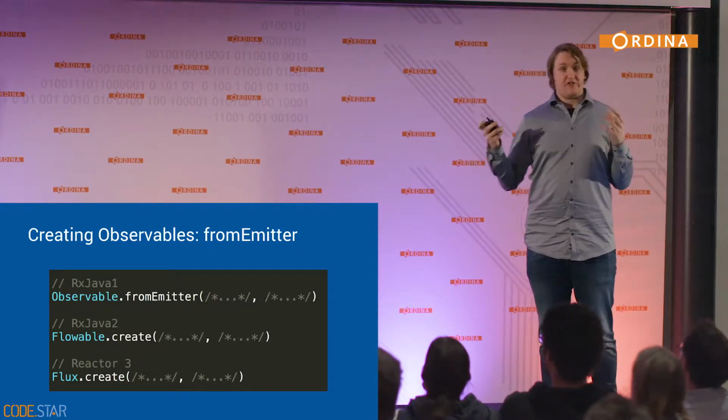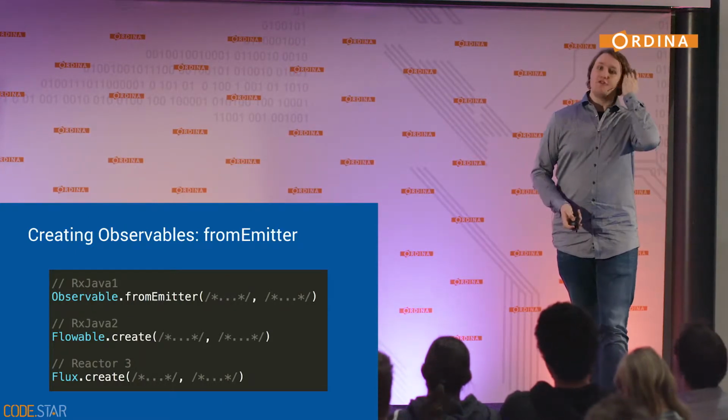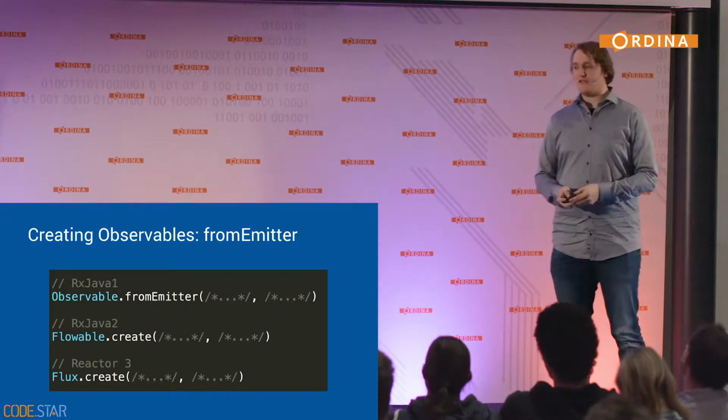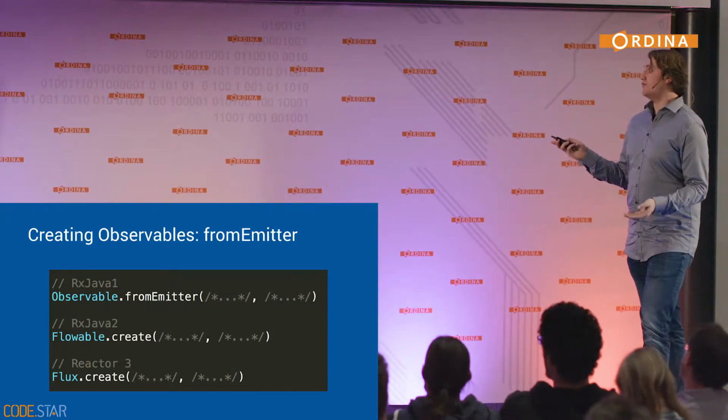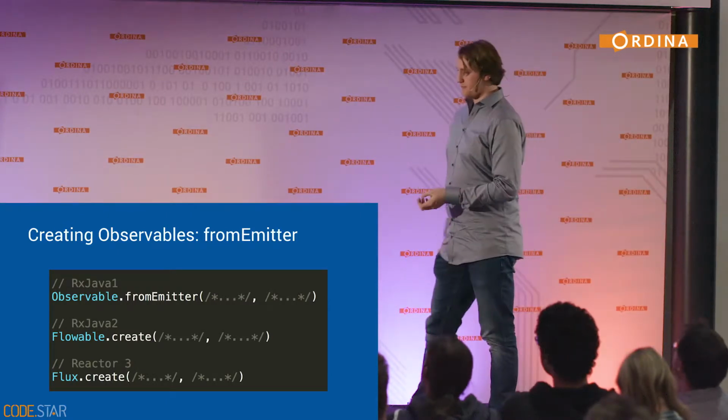Of course, because this is an existing callback-based API, Rx won't know what to do with back pressure. So at that point, you will have to manually say, I want to drop, I want to buffer, or I want to only process the latest events.